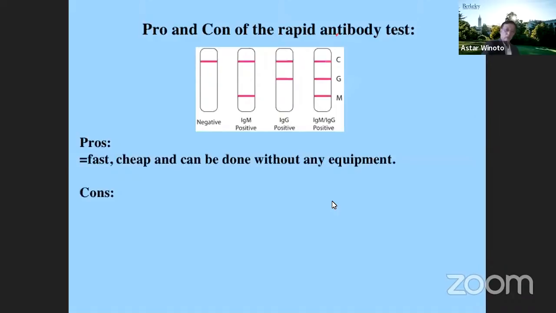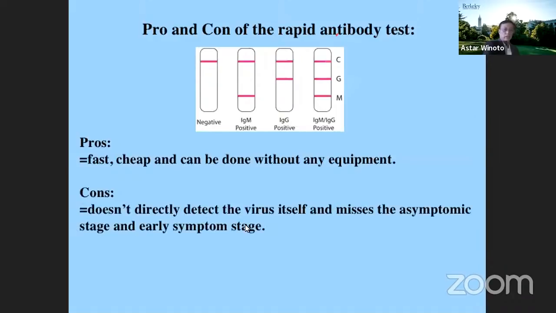But there are a lot of cons. It doesn't directly detect the virus. So remember, this only detects the antibody to the virus, so it's an indirect detection. And it misses the asymptomatic stage and early symptom stage. These two stages are actually the stages where there is the most virus. So it basically misses the whole stage where the person is the most infectious.